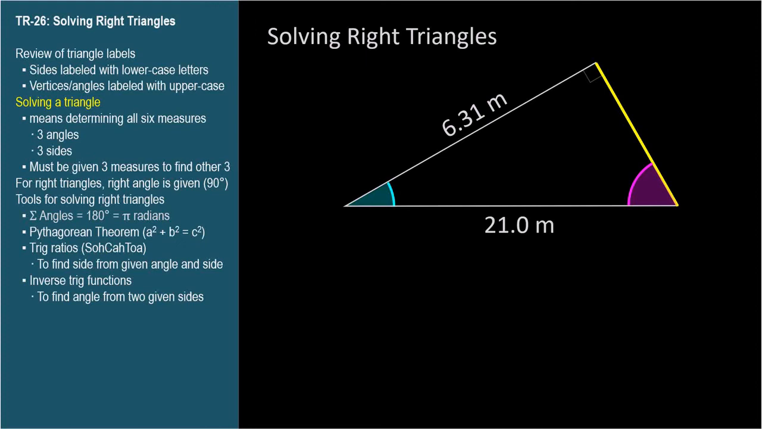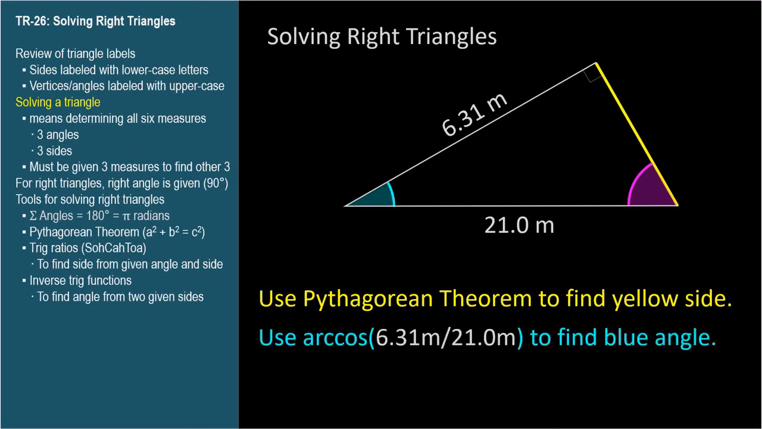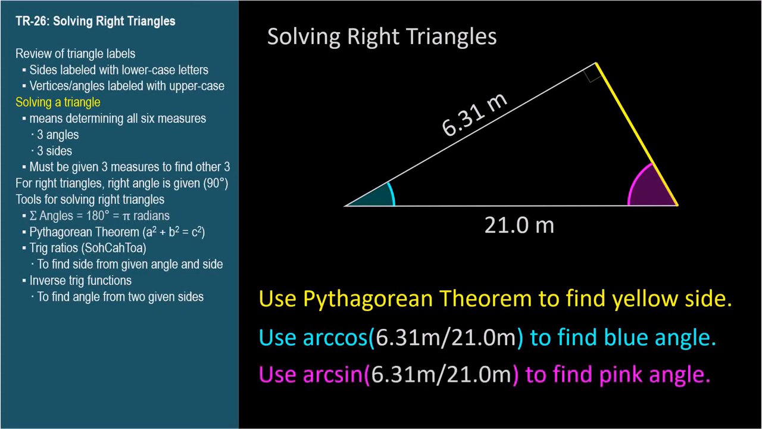There are three unknowns, the yellow side and the blue and pink angles. If you'd like to pause to formulate your strategy, go ahead. Use the Pythagorean theorem to find the yellow side. To find the blue angle, use arc cosine 6.31 over 21.0. And to find the pink angle, use arc sine of 6.31 over 21.0.